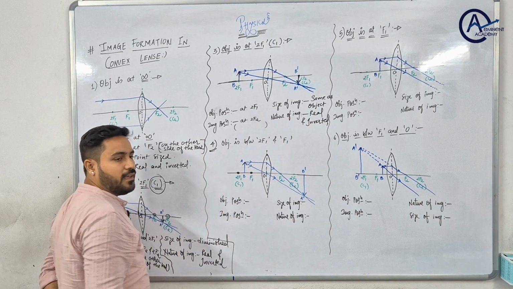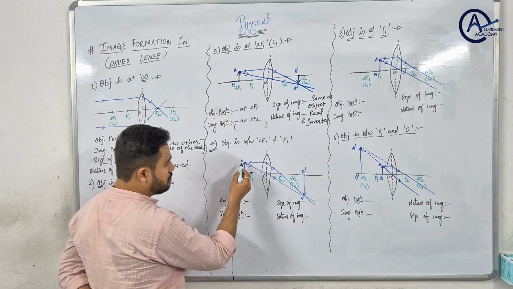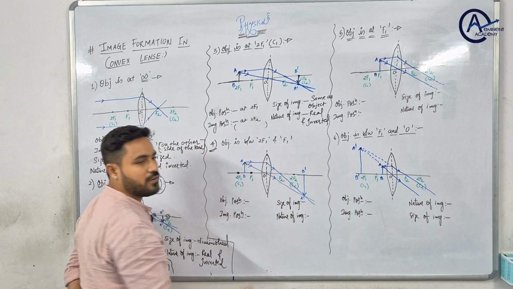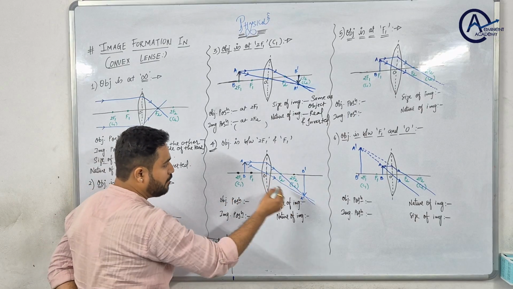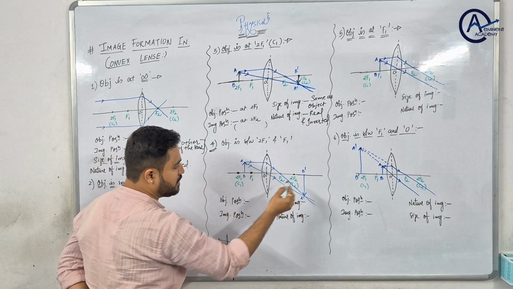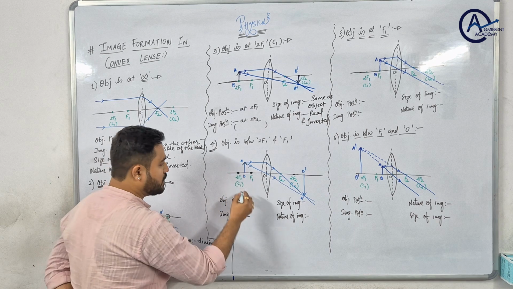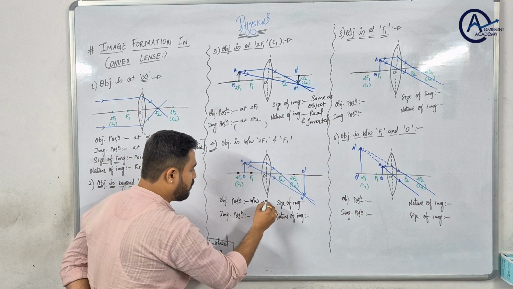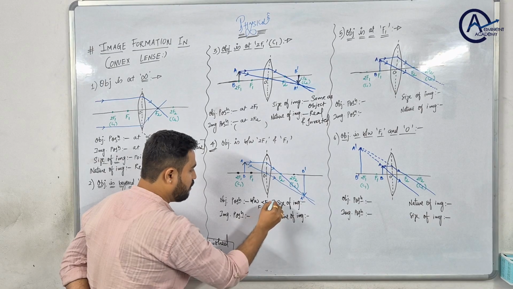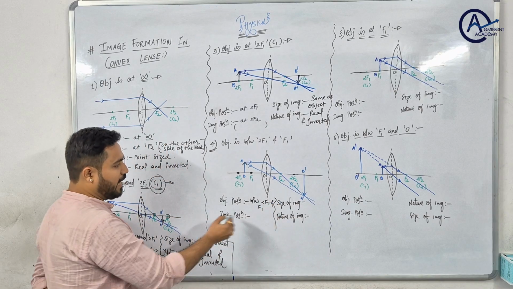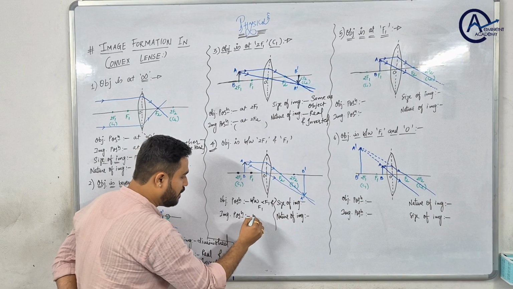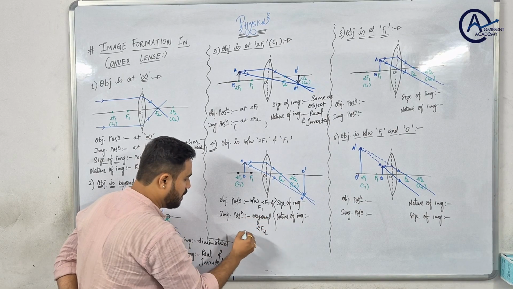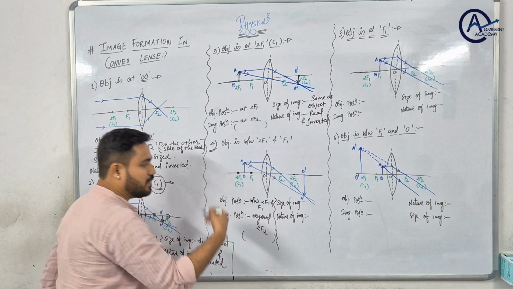So we are getting the image beyond twice f2. We can see here that these are the rays and the image is forming here. So the object position we can write as between twice f1 and f1, and the image position is beyond twice f2, again on the other side of the lens.